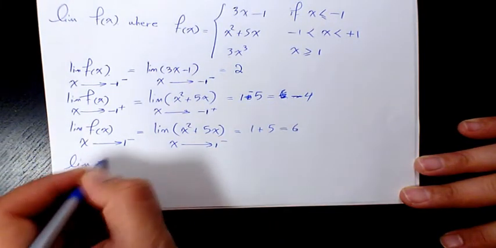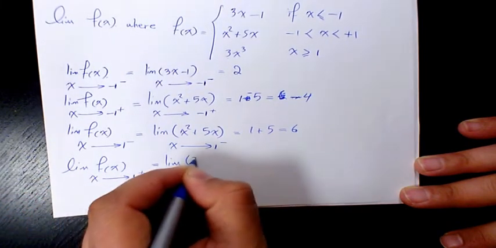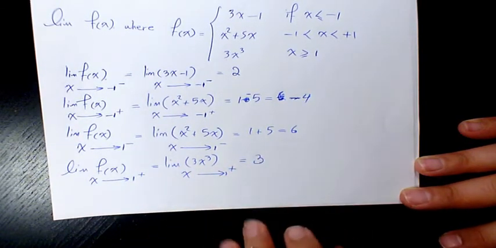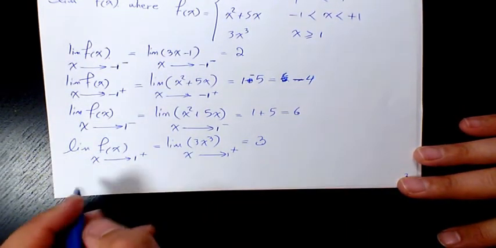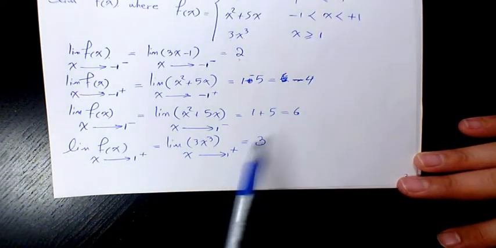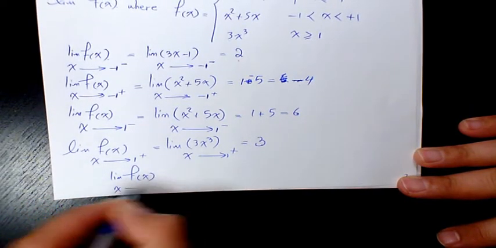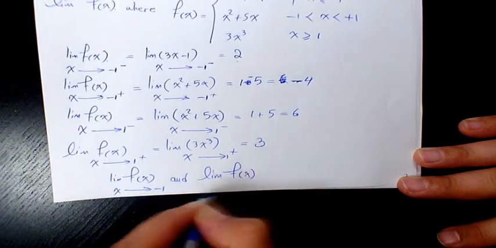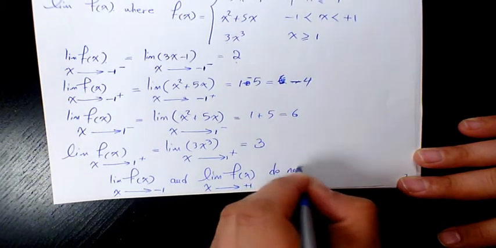And finally, f of x when x is approaching 1 plus is going to be the limit of 3x cubed. It's going to be 3. So none of them are equal. This one doesn't equal this one, and these two are not equal. You're going to say that the limit of f of x when x is approaching -1 and the limit of f of x when x is approaching +1 do not exist.